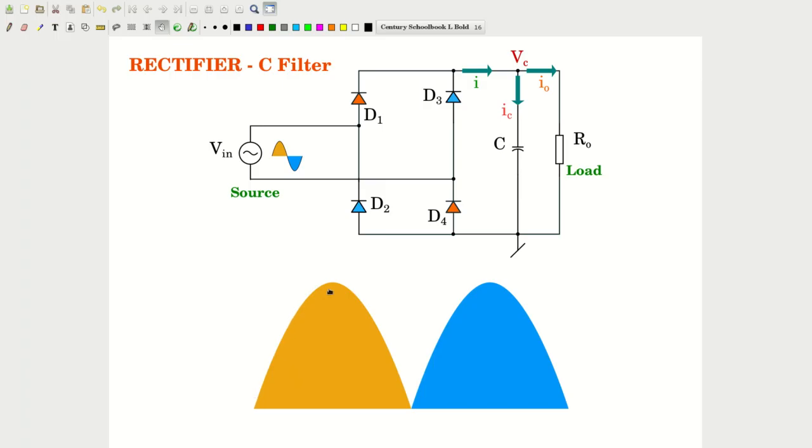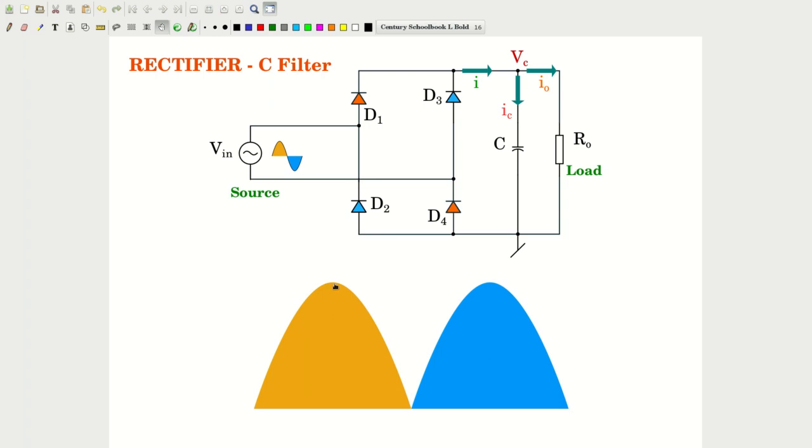This is the sine wave shape of each rectified half. So this is the positive half of the input source. This is the negative half of the input source, rectified and placed in this fashion, a unidirectional fashion.